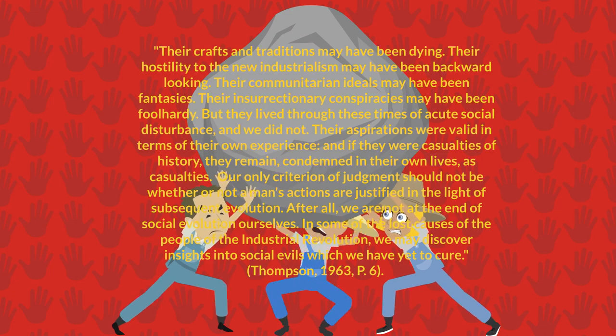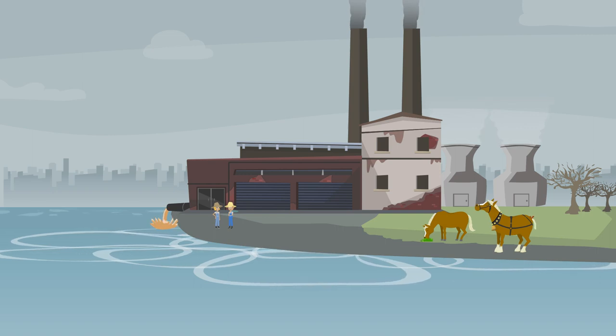Our only criterion of judgment should be whether or not a man's actions are justified in light of subsequent evolution. After all, we are not at the end of social evolution ourselves. In some of the lost causes of the people of the Industrial Revolution, we may discover insights into social evils which we have not yet learned to cure."